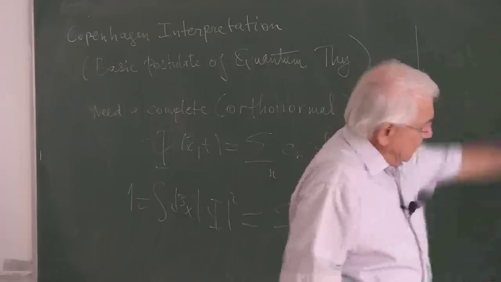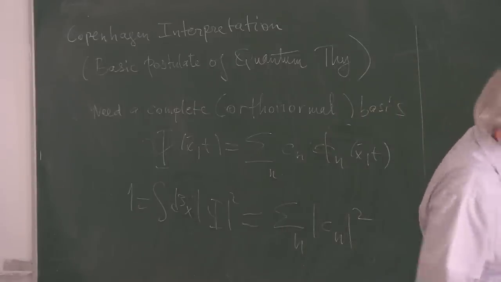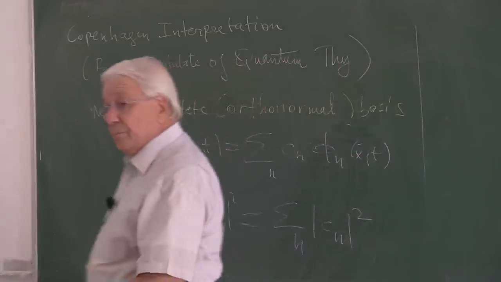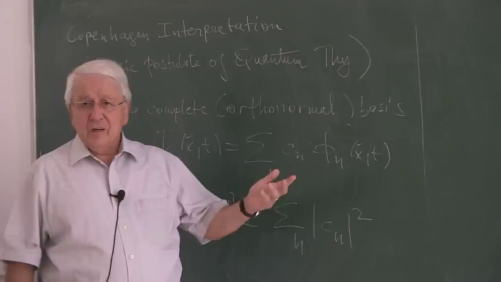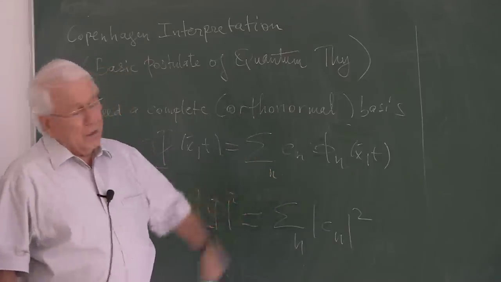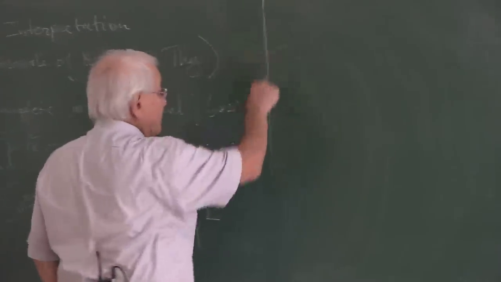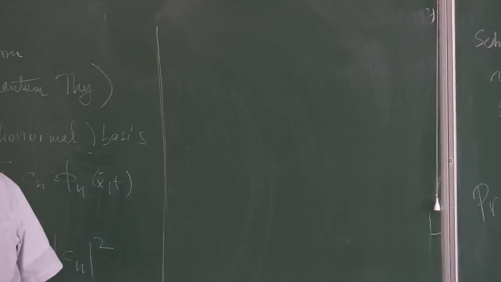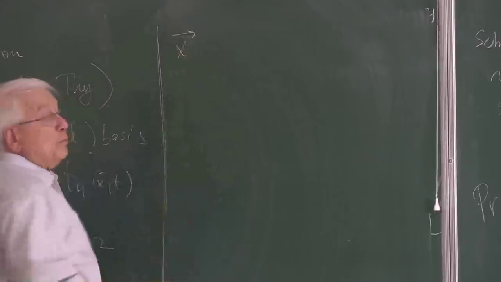Second, it's going to help us in identifying certain crucial basis vectors. Because if we always need a complete orthonormal basis to use this postulate, the Copenhagen interpretation's basic axiom, then we need to find certain basis vectors. What are they? First of all, we have to look for good Hermitian operators.